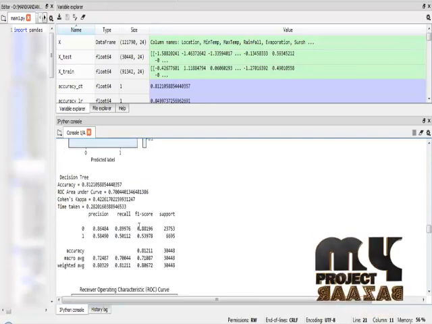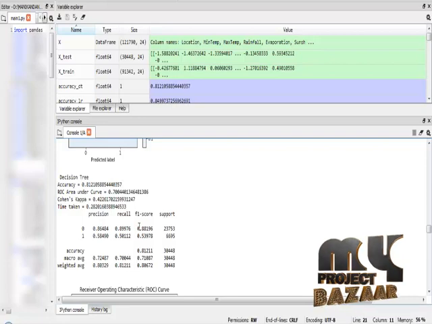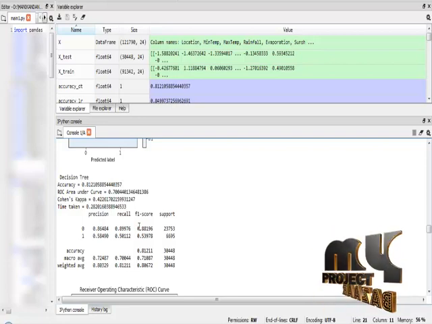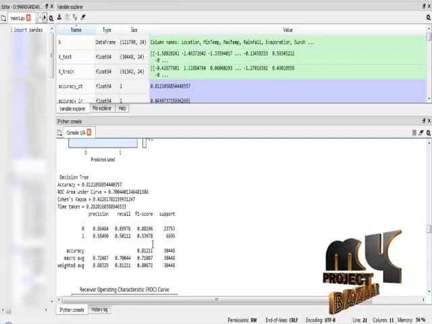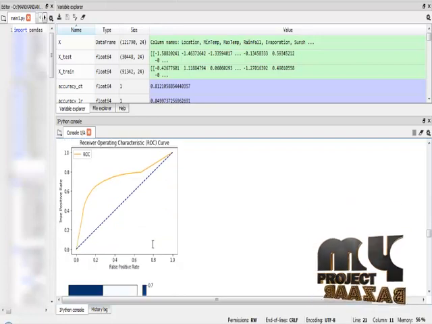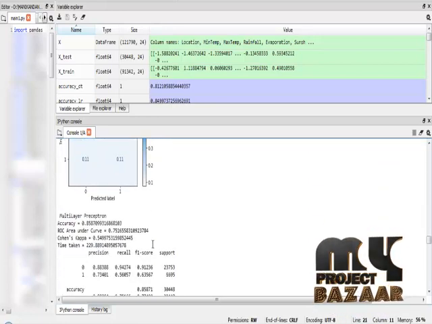And the decision tree algorithm accuracy is 81%, the ROC area under curve is 0.70, the Cohen-Kappa score is 0.42, and the time taken for training is 0.28 seconds. And this is the classification report for the decision tree algorithm. And this is the ROC curve for the decision tree algorithm, and this is the confusion matrix for the decision tree algorithm.